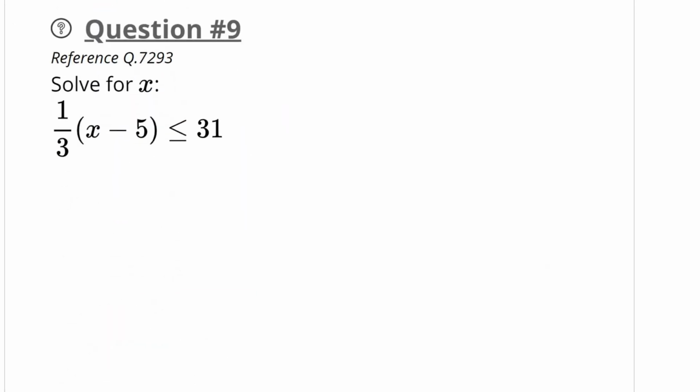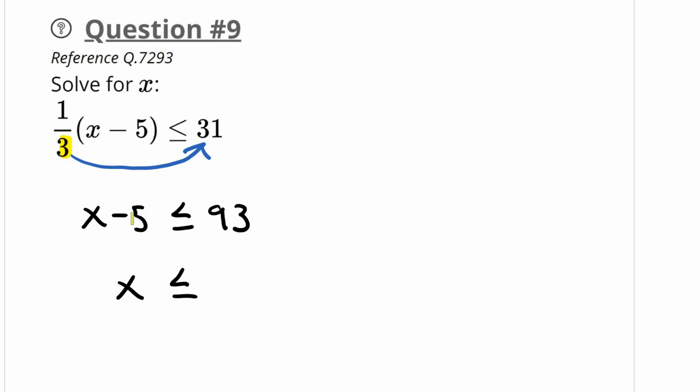All right, keep on going here. How do I get rid of this 3 there? Well, it's dividing by 3, so the opposite of dividing is you just multiply, right? So if you want to go to a calculator and input 31 times 3, that's going to be 93. So I have x minus 5 is less than or equal to 93. And then what do I do with this negative 5 here? I just bring that over, so I add 5. So 93 plus 5 is 98. So x is less than or equal to 98.